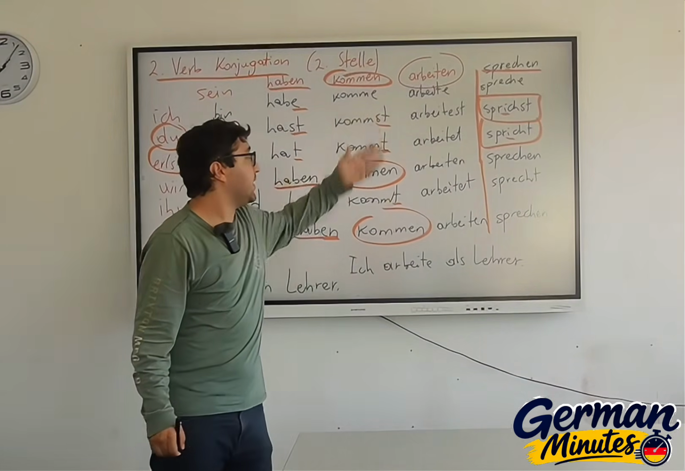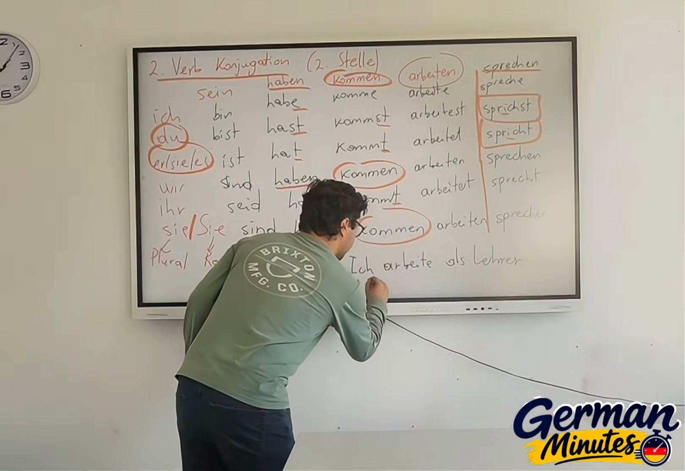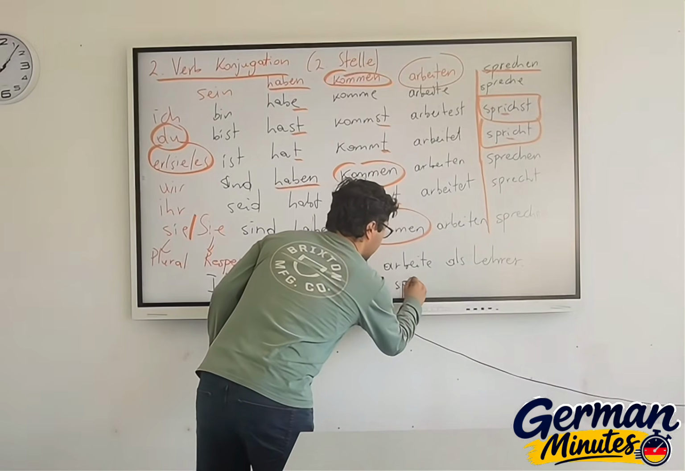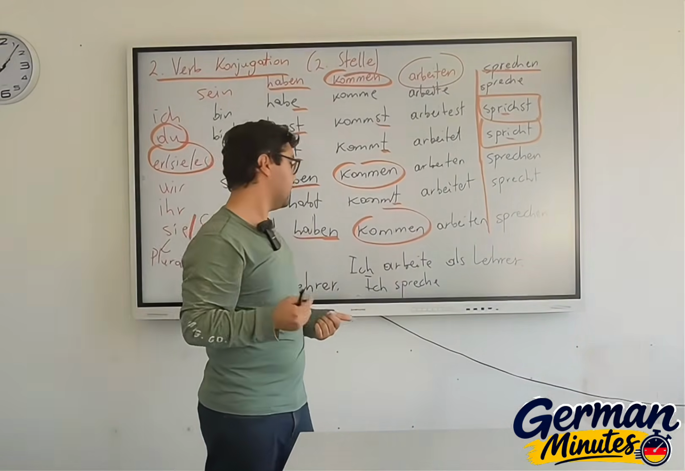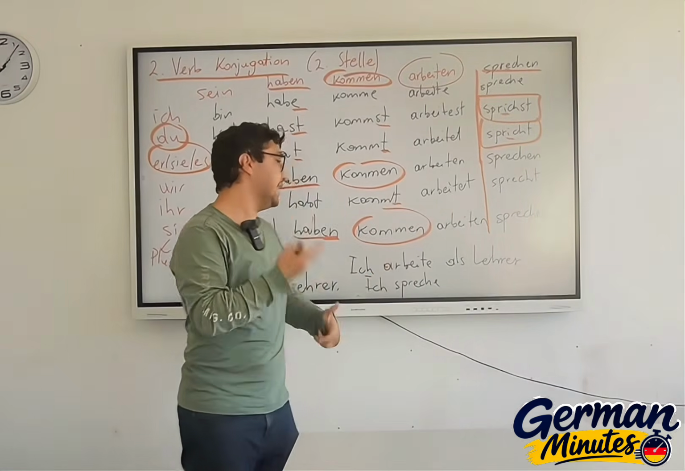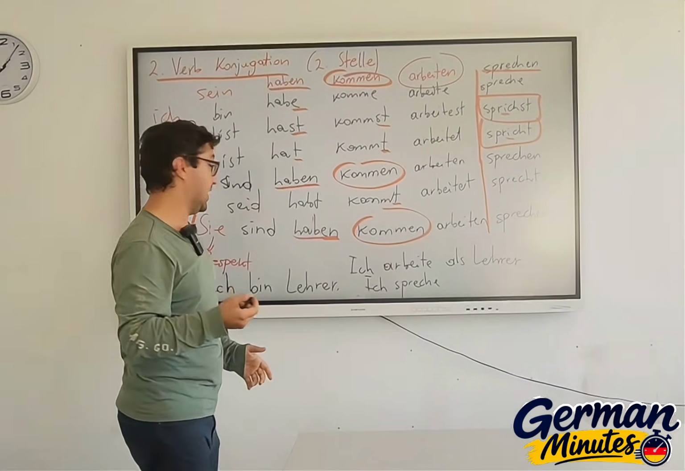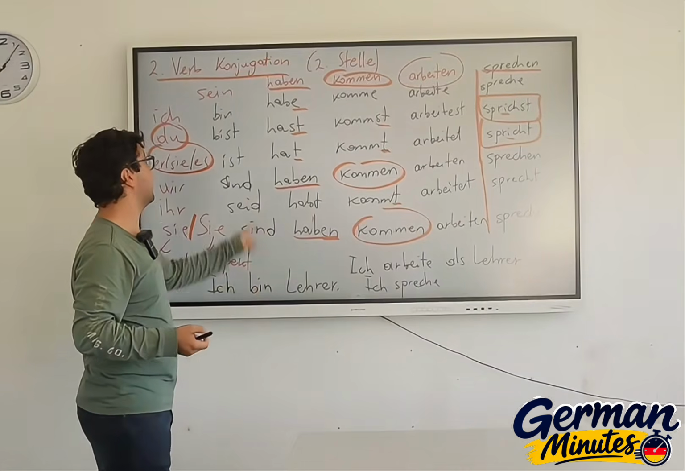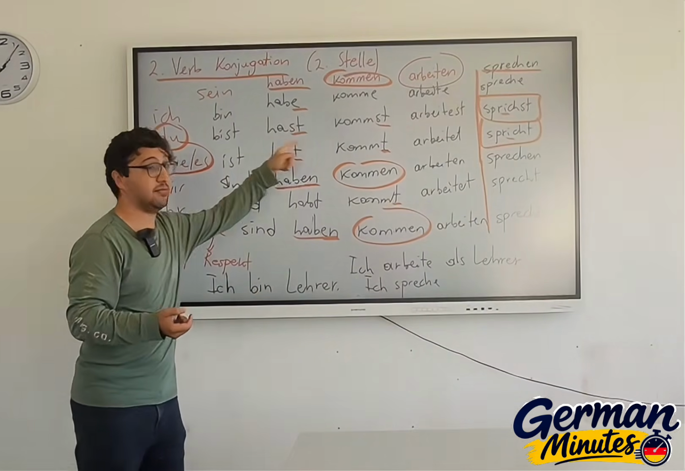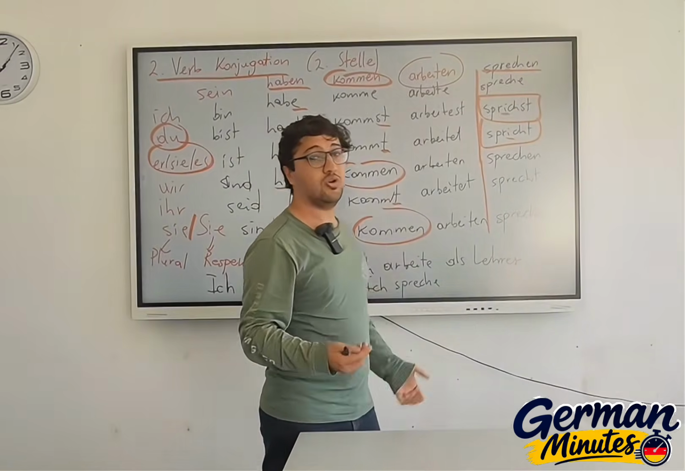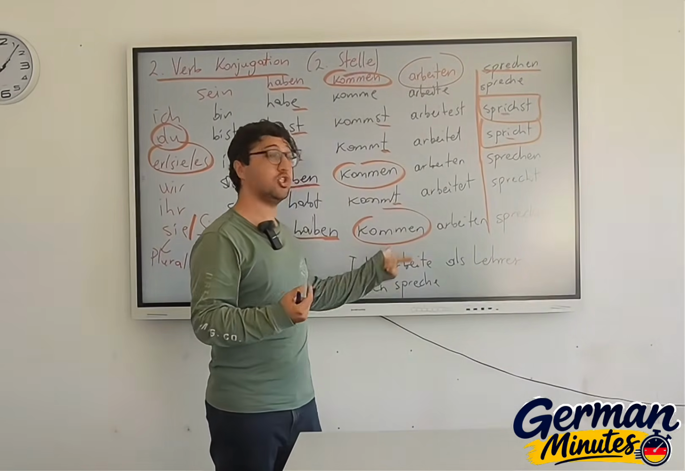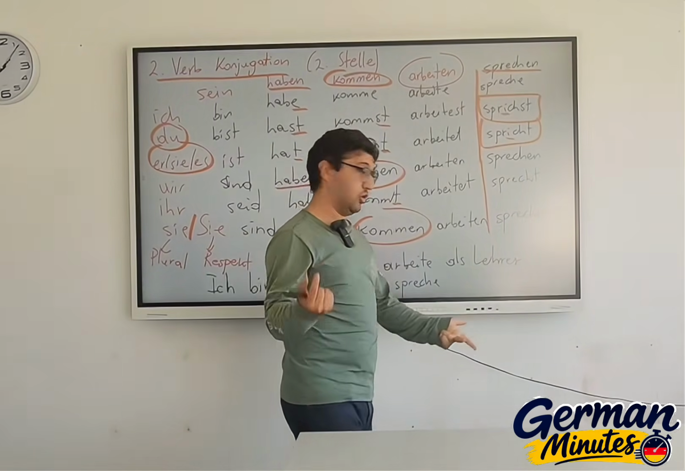What else? For sprechen, we say, ich spreche vier Sprachen fließend. Meine Muttersprache ist Aserbaidschanisch. Ja? Meine Muttersprache ist Aserbaidschanisch. Ich spreche noch andere Sprachen. Ich spreche noch Englisch, Deutsch und Türkisch.